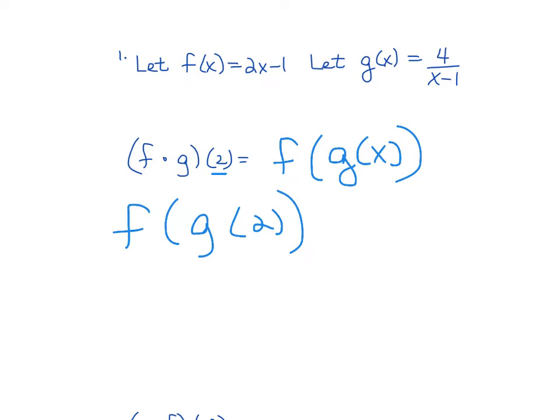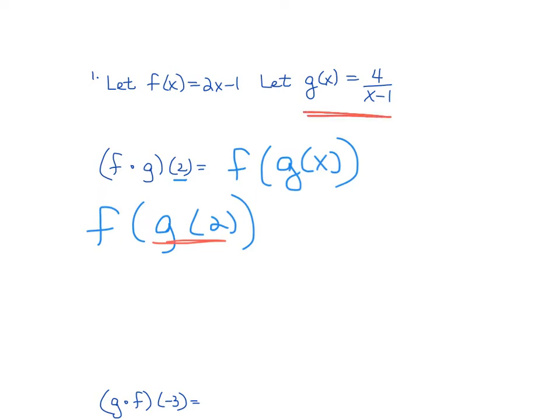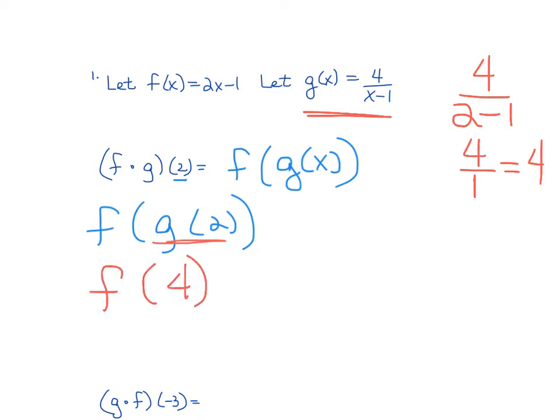I'm going to work from the inside out. So what I'm going to evaluate first, or find the value of, is what g of 2 equals. So I'm going to come over here to my g of x function, and I'm going to plug in 2 for x. 4 over 1. So my g of 2 equals 4. So the value of g of 2 equals 4.